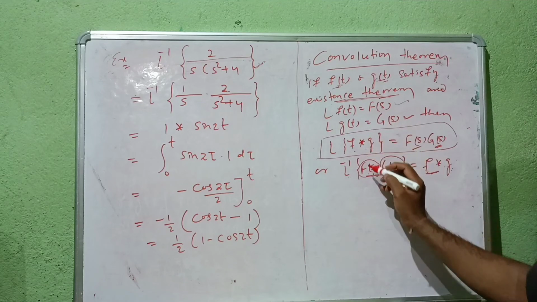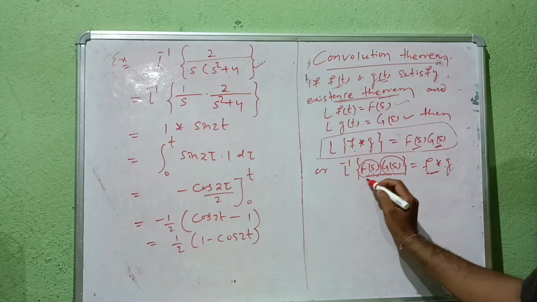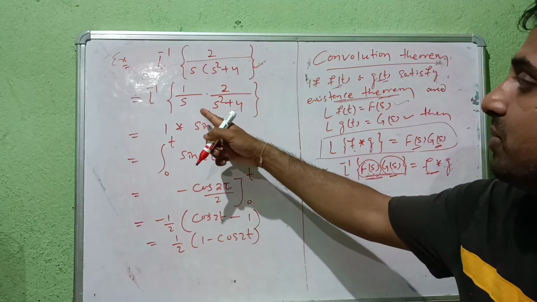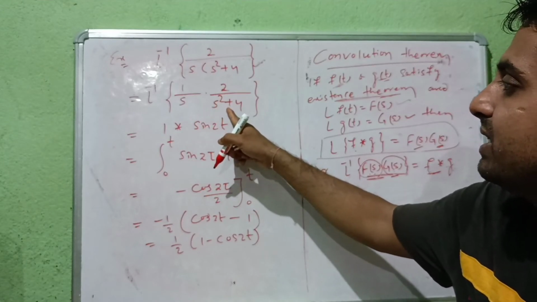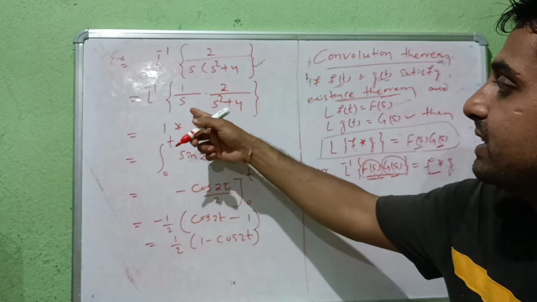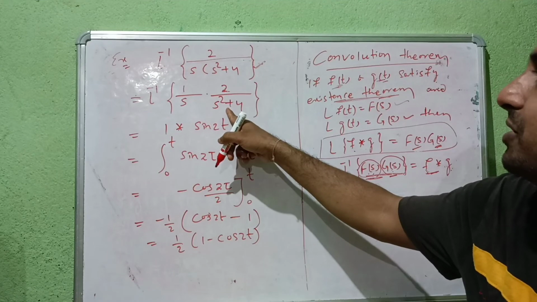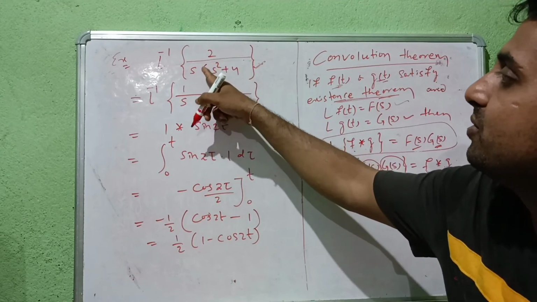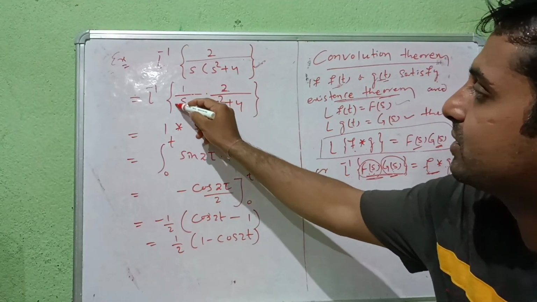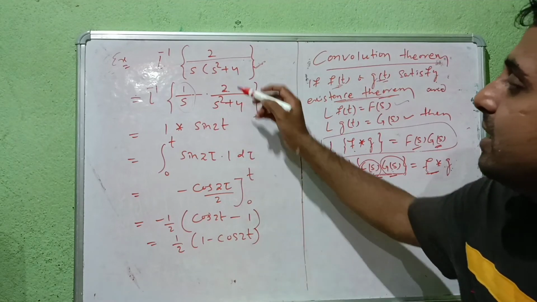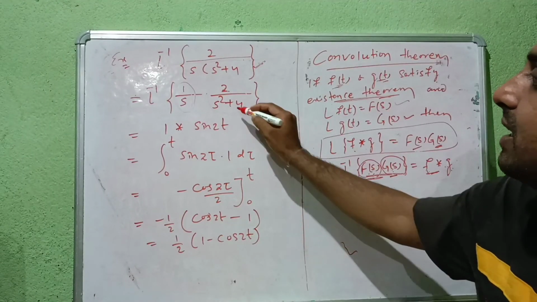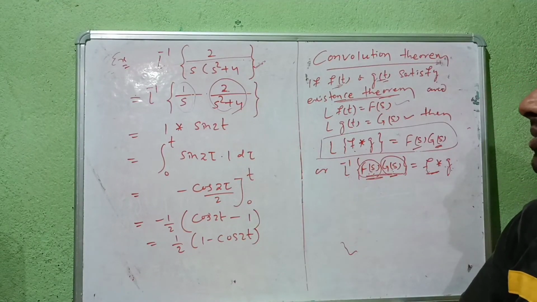Just compare with the Laplace inverse of f(s) into g(s). So how to adjust it? We have to consider f(s) and g(s) so that we can find the Laplace inverse of f(s) and of g(s). Since here it is 2 divided by s into this, I write 1 by s, because we know that the Laplace of 1 is 1 by s, and 2 by s square plus 4 is the Laplace of sine 2t.